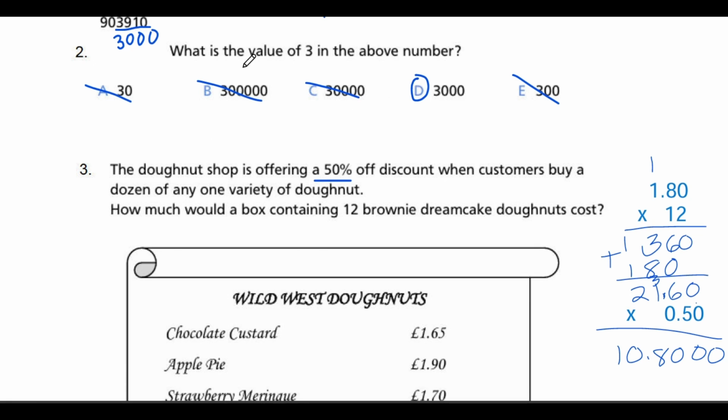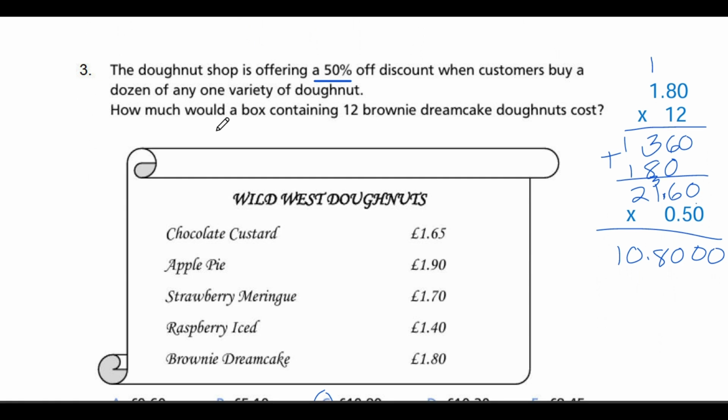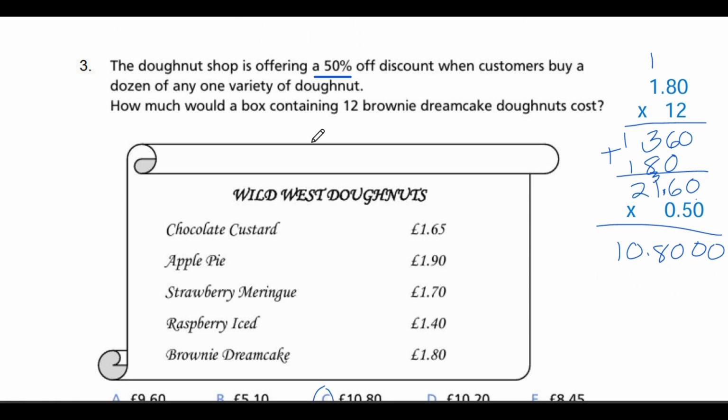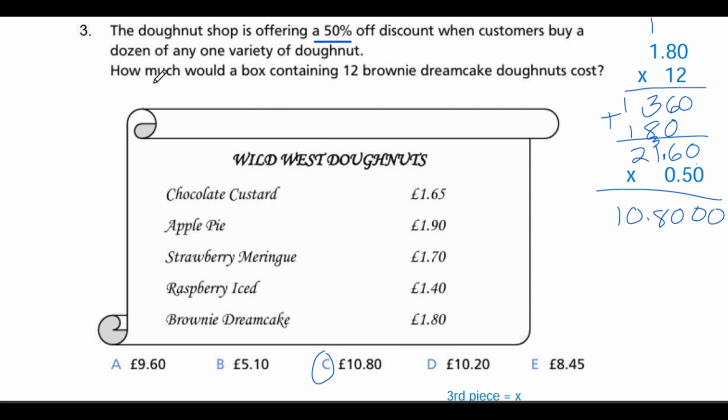Question 3. Here's your question. The donut shop is offering a 50% off discount when customers buy a dozen of any one variety of donut. How much would a box containing 12 brownie dream cake donuts cost?